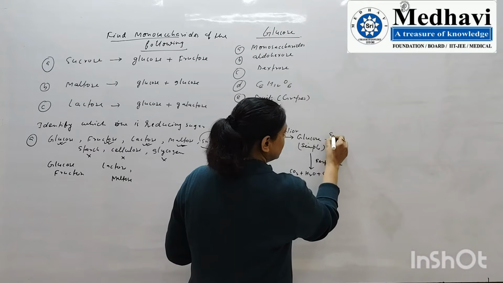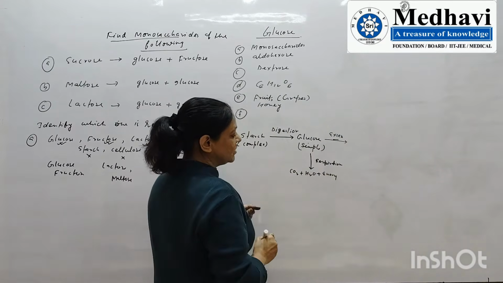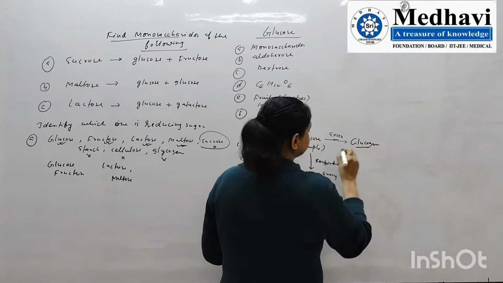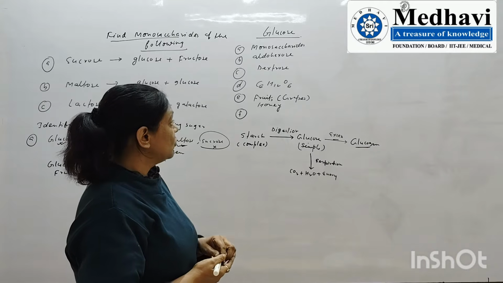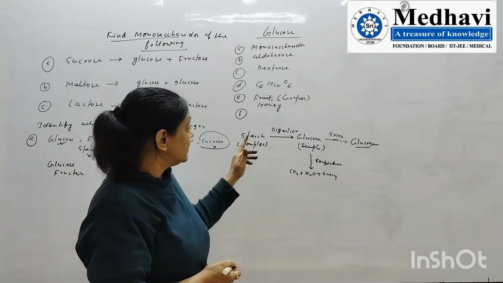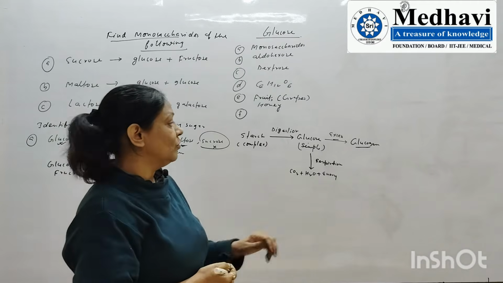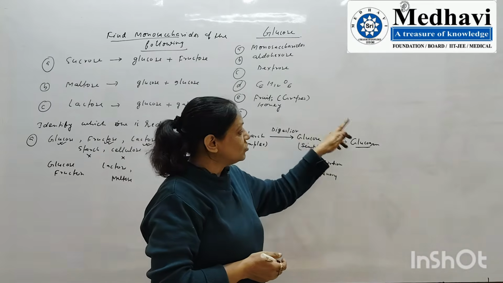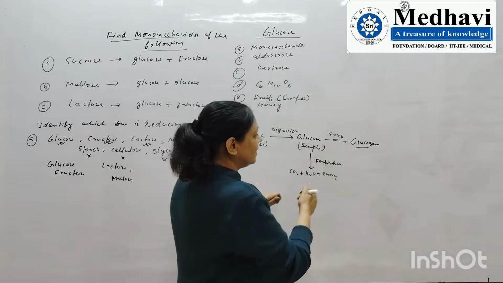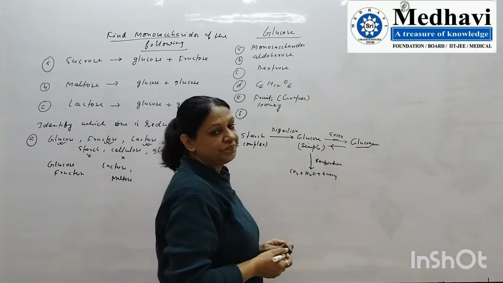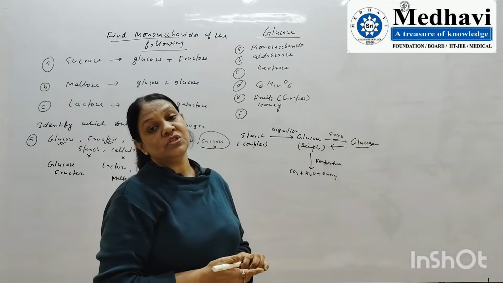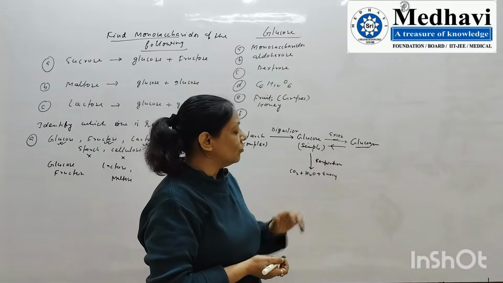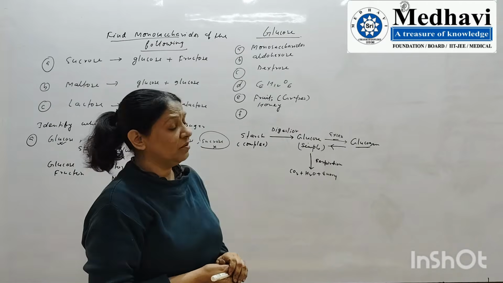And the excess glucose that we have in our body is converted into the form of glycogen. Very important information: plants store food as starch, whereas animals store food as glycogen. We store food in the form of glycogen. This conversion of glucose to glycogen is called glycogenesis, and the reversal is glycogenolysis. When there is a deficiency of glucose in our body, at that time this glycogen breaks to give glucose. So this is the information about glucose.